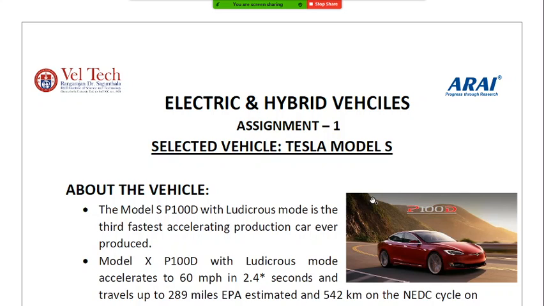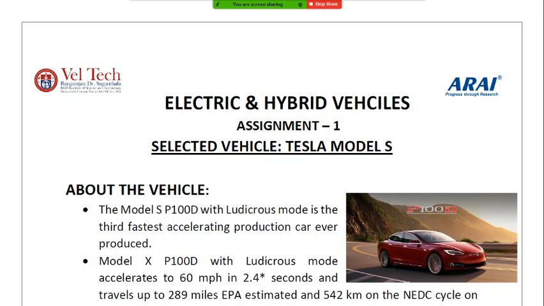If I tell you about the vehicle, the model which I chose is Tesla Model S P100D, which has ludicrous mode. It is the third fastest accelerating production car ever produced in this world. We all know that electric vehicles are rapidly increasing all over the world. The production is increasing, and Tesla is the leading company which produces electric vehicles in the market.